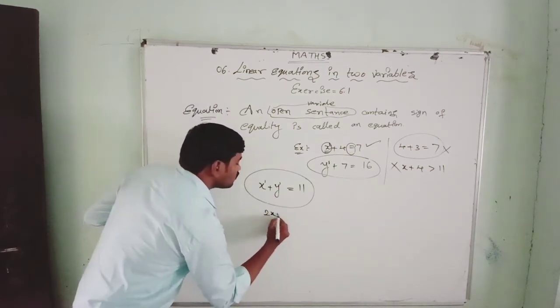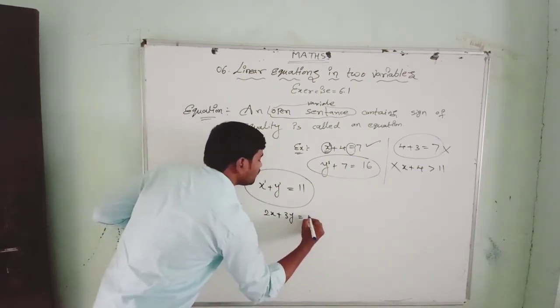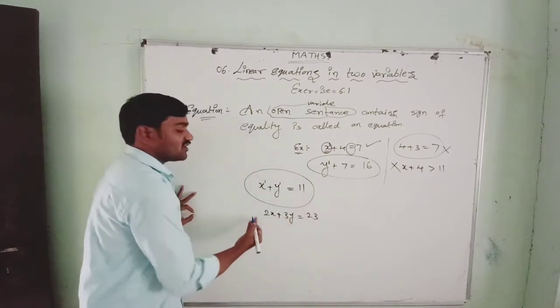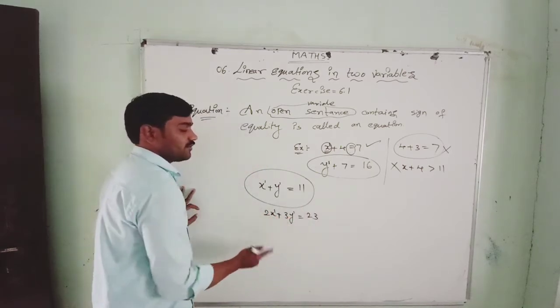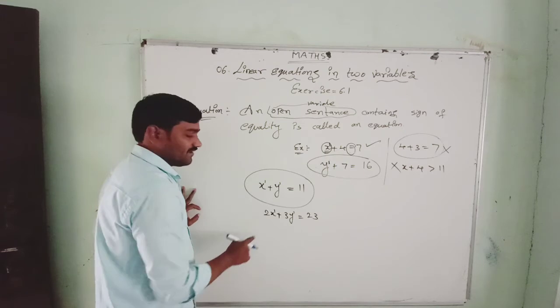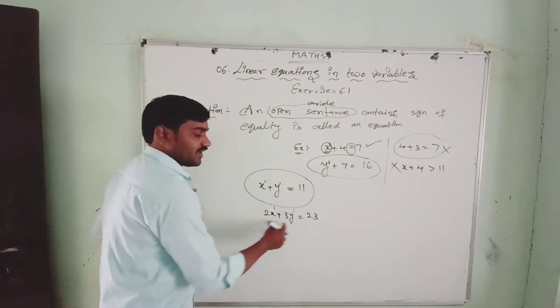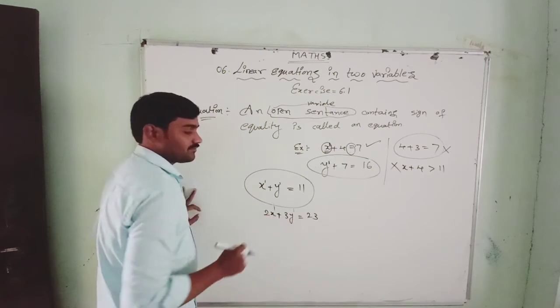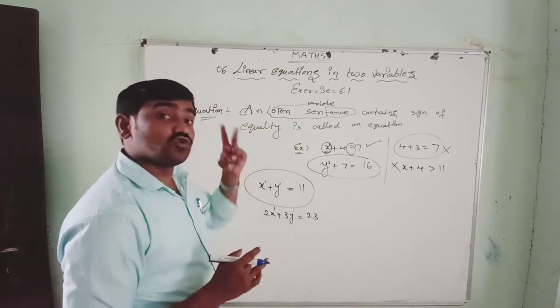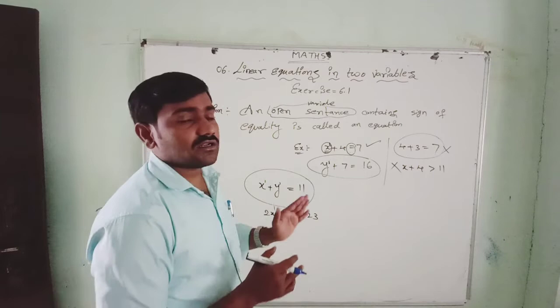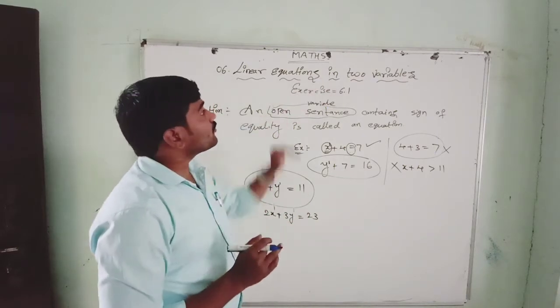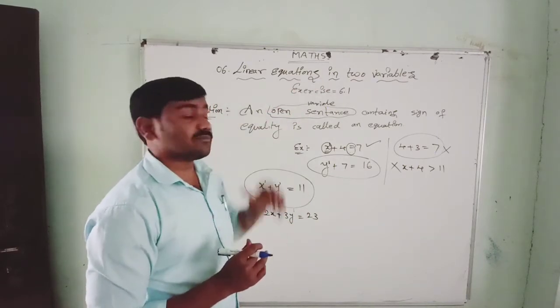Let me write now 2x plus 3y equal to 23. Now it is also a linear equation. The power of the variables are 1, 1. So, linear equations in two variables. If a linear equation contains two variables, it is called a linear equation in two variables. I hope you understood the meaning of our chapter.